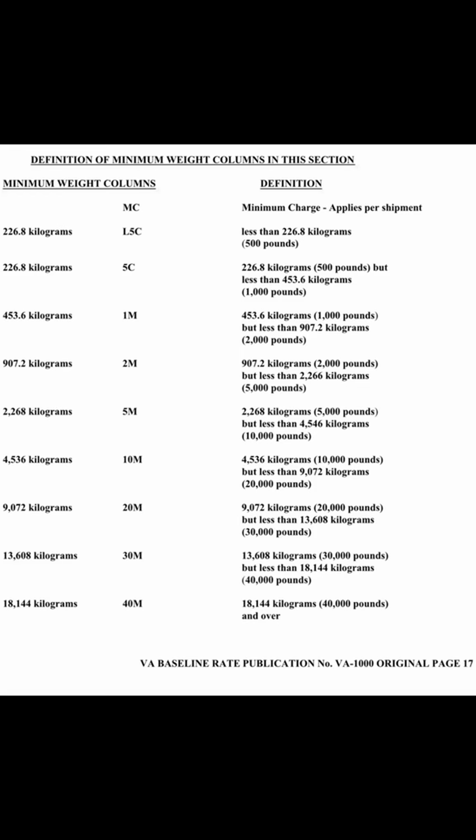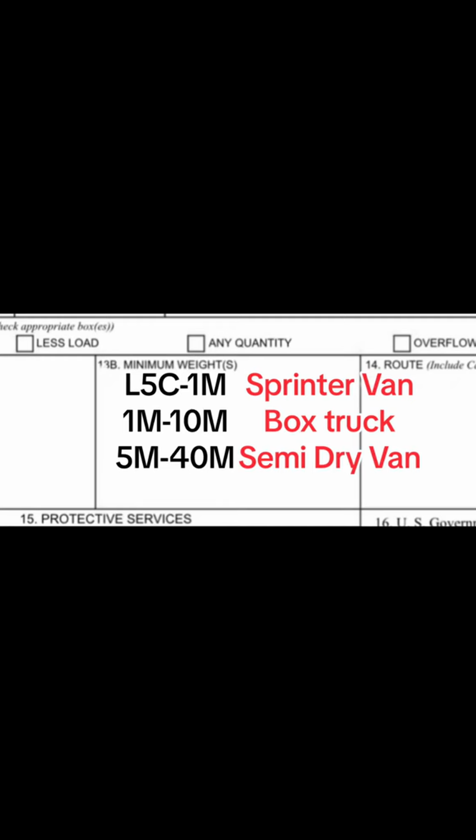Now, hypothetically, let's say you got a semi truck and you got a dry van. You're going to probably want your range to be in between, let's say, 2M up to 40M. Because you don't want to go pick up a load that's an L5C, which is less than 500 pounds, just because they might send you to an area just to pick up a few envelopes, and you might not want to do that. So in that section 13B, if you got a Sprinter van, you're going to want to put L5C through maybe 1M. If you got a box truck, you're going to want to put 1M through 10M. If you got a semi dry van, you're going to want to probably put 5M to 40M.